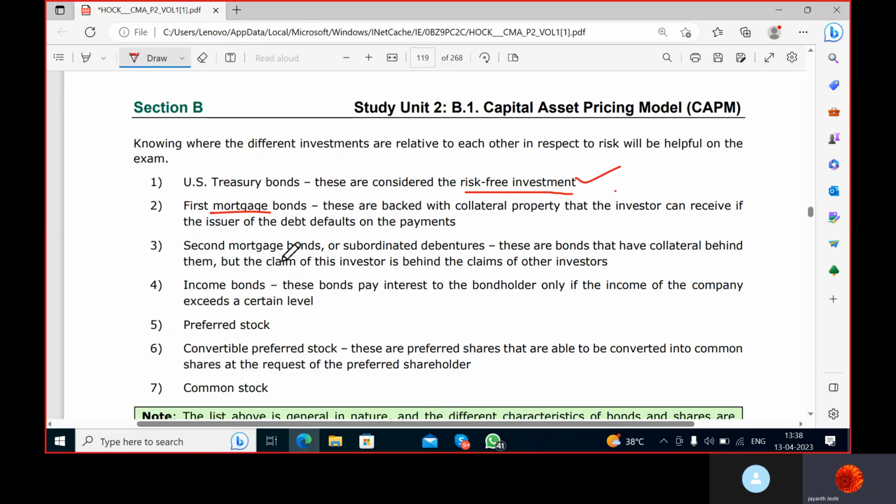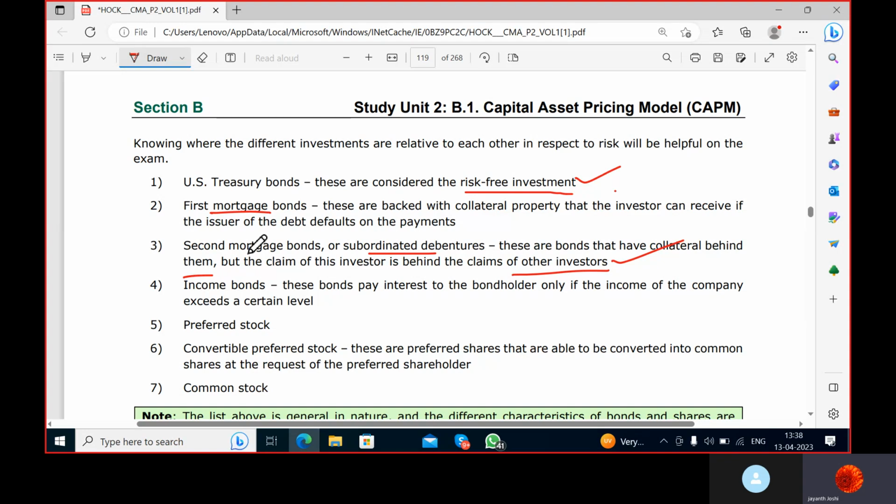Then comes second mortgage or subordinate debentures. These are bonds that have collateral behind them, but the claim of these investors is behind the claim of other investors. That means these are the second mortgage bonds or subordinated debentures. These also have some collateral, but they have the second claim.